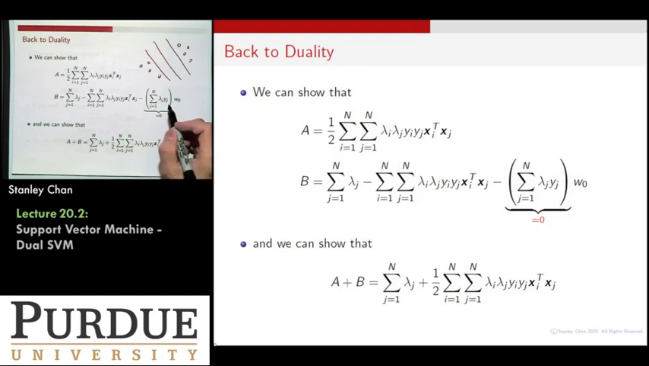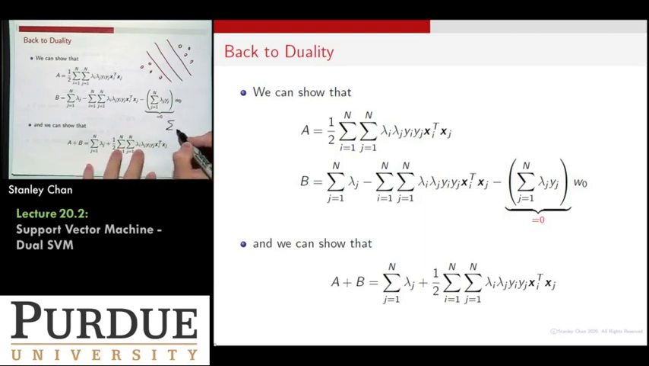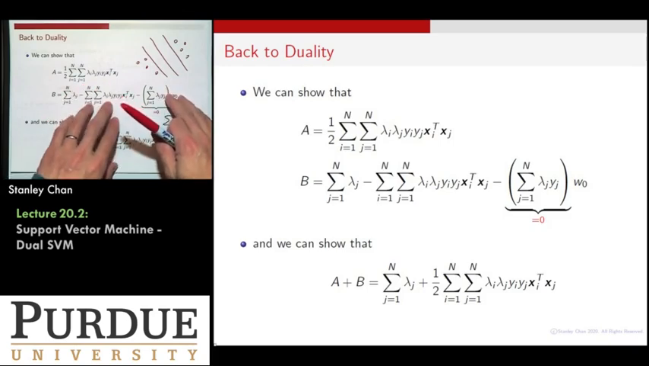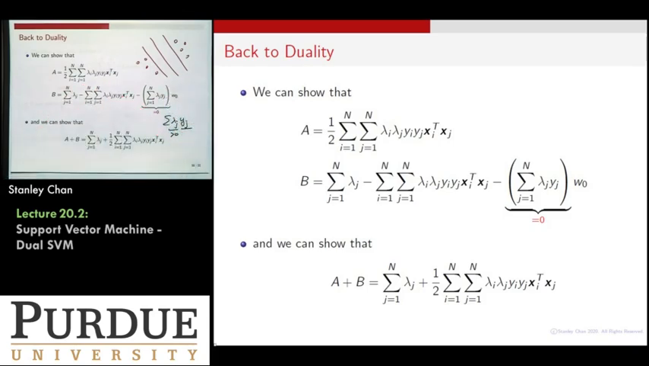Okay, so this is the sum of all the lambda j's and yj's, and these are positive, and then these yj's, they are either +1 or -1. Then I don't see why this can go to 0. Okay, I need to check this. Okay, so this is something I need to check.